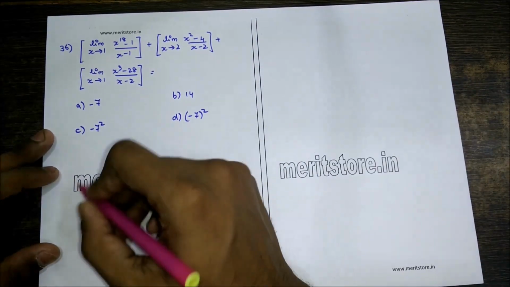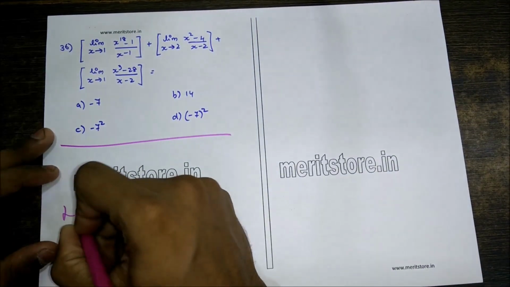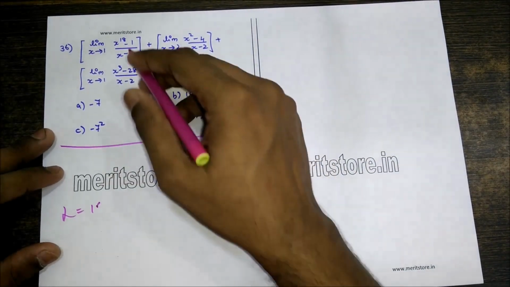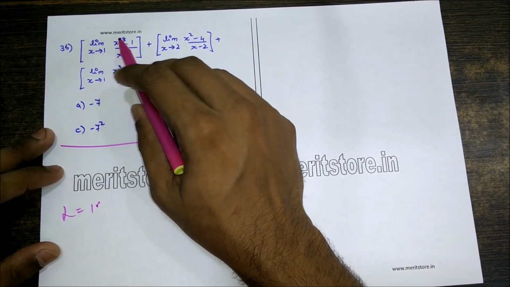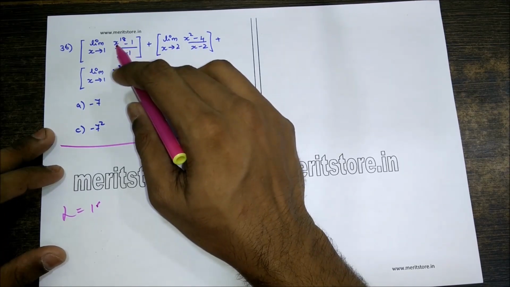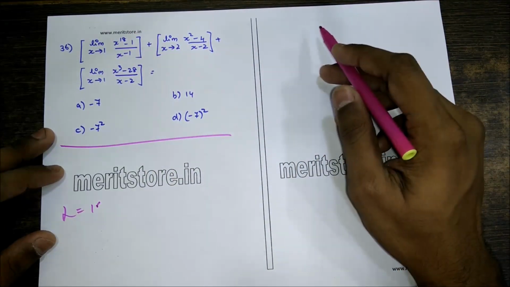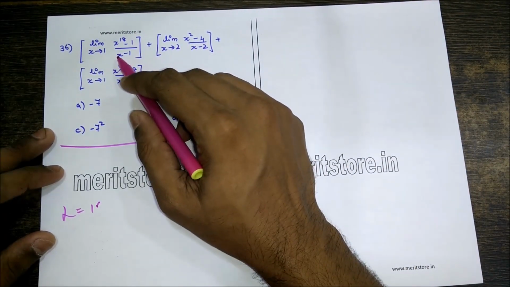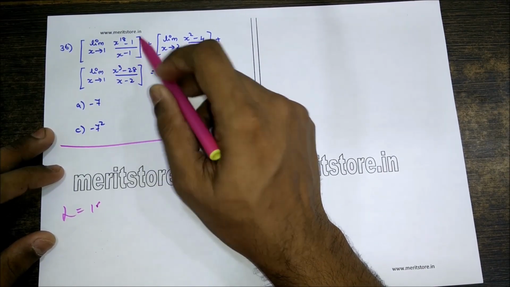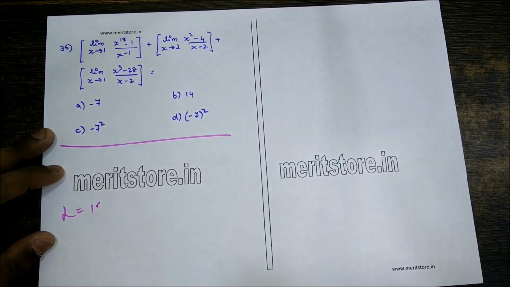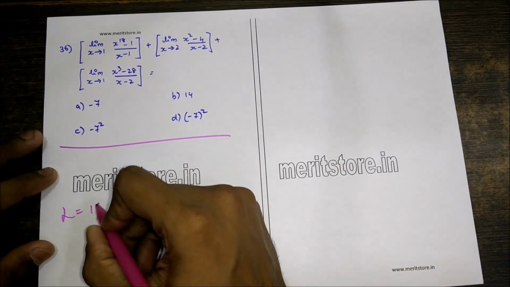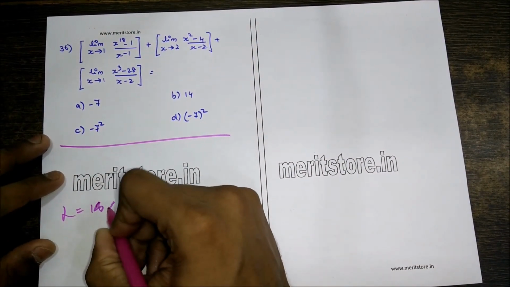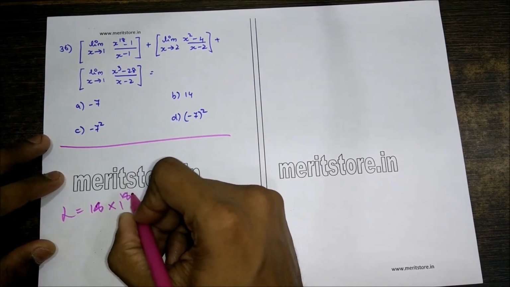So we have L equals, solving this term, we replace x with 1. So we have 1 raised to 18 minus 1 upon x, 1 minus 1. This term can be written as 18 into 1 raised to 18 minus 1.